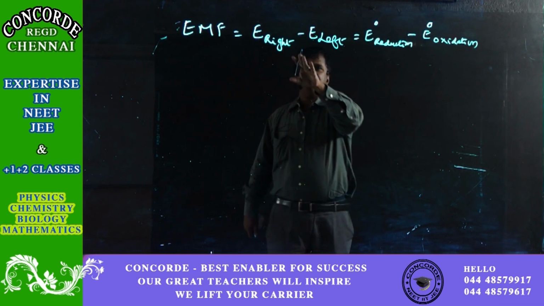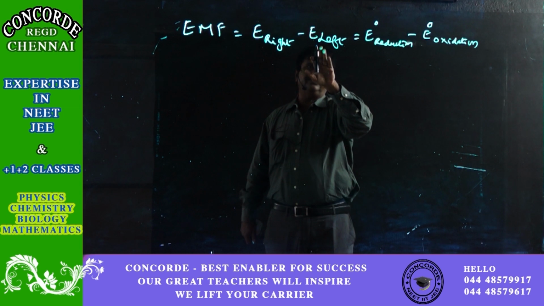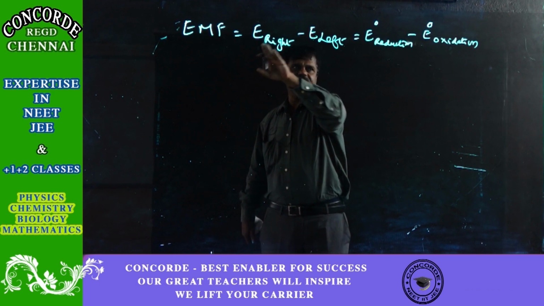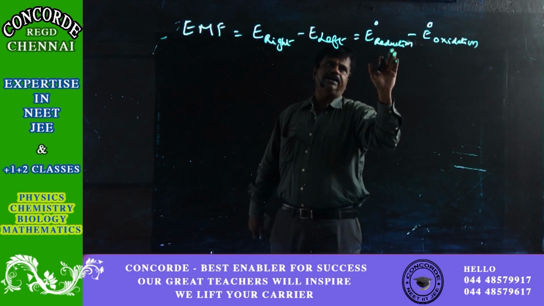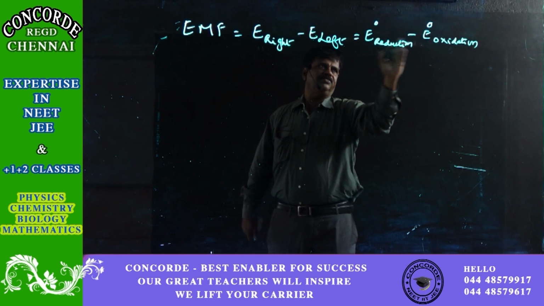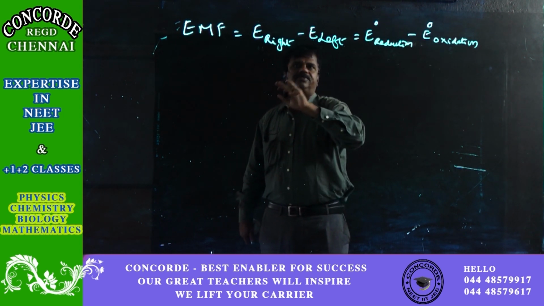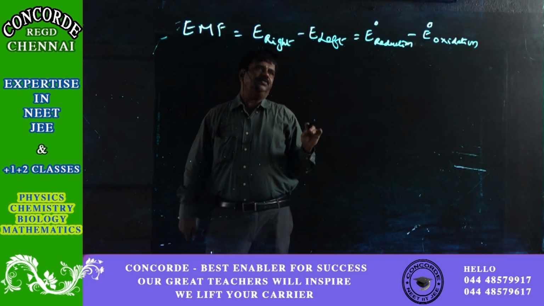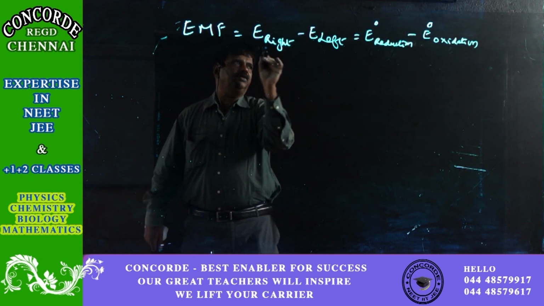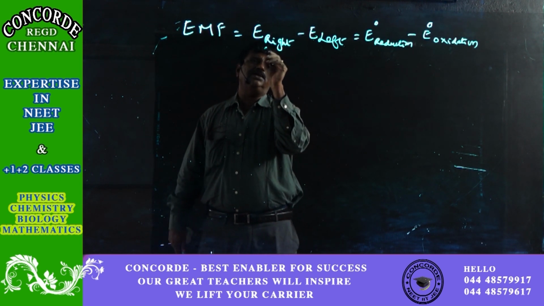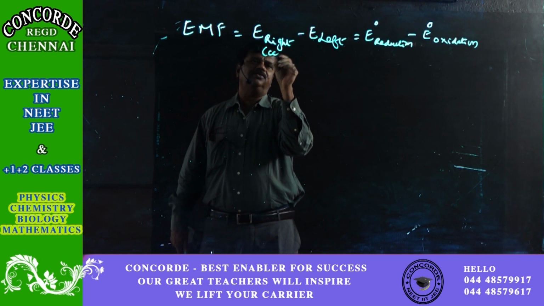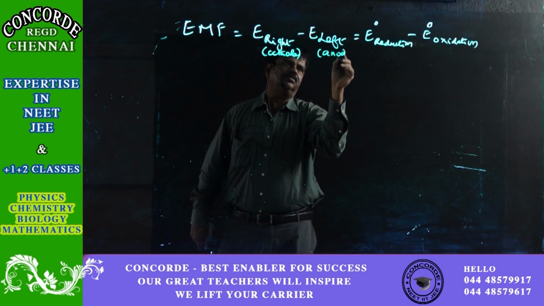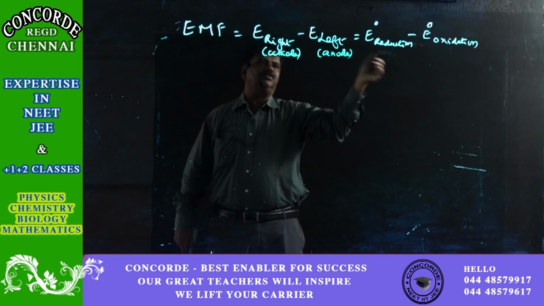We know that on the left only the oxidation reaction happens, so it is the standard oxidation potential, and on the right only the reduction reaction happens. Standard reduction potential minus standard oxidation potential gives the EMF of the cell. So E right minus E left, or E cathode minus E anode, since in the cathode reduction happens.